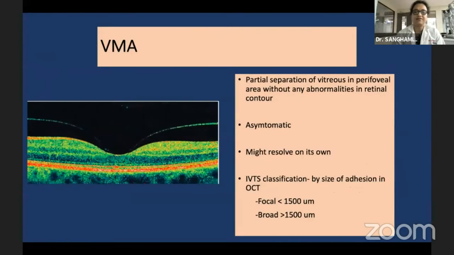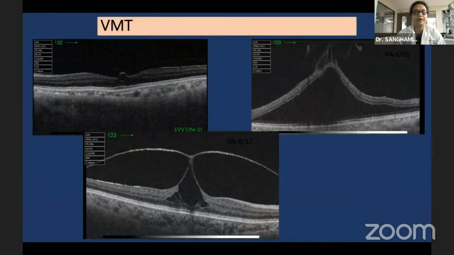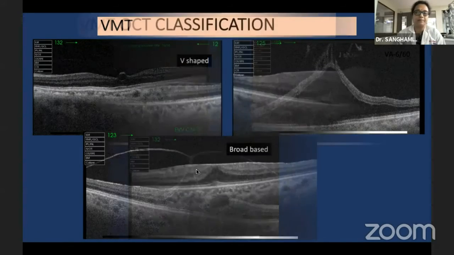The VMA is defined as the partial separation of the vitreous in the perifoveal area without any abnormalities in the retinal contour. Usually these patients are symptomatic, might resolve on its own. The International Vitreoretinal Traction Society has classified the size of the adhesion according to the OCT as being focal, less than 1500 microns, and broad, as more than 1500 microns. The VMT may be of different types. It may be just a focal VMT like this producing a cyst, a type with a retinal detachment, and a tenting type of a VMT.